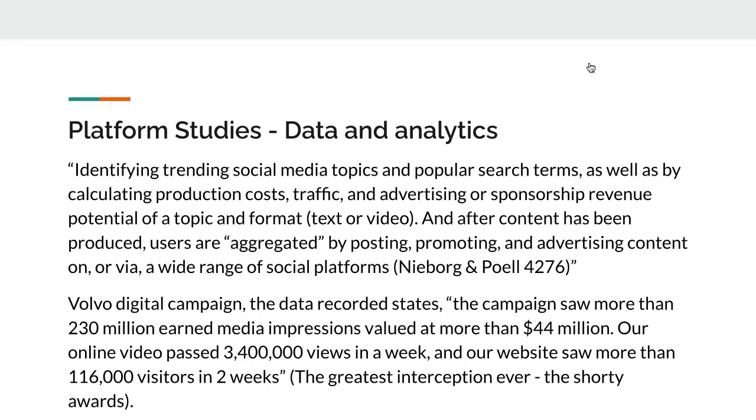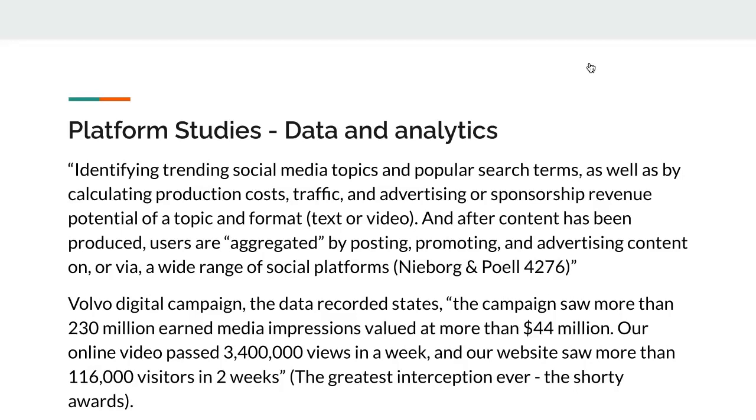So next is platform studies, data, and analytics. This quote puts into perspective how much measurement goes into online ads and specifically digital campaigns. Identifying trending social media topics and popular search terms, as well as calculating production costs, traffic and advertising, or sponsorship revenue potential of a topic and format, text or video. And after content has been produced, users are aggregated by posting, promoting, and advertising content on or via a wide range of social platforms. So when users are affected by content, they tend to participate in it more, and so they create more engagement for the marketers.